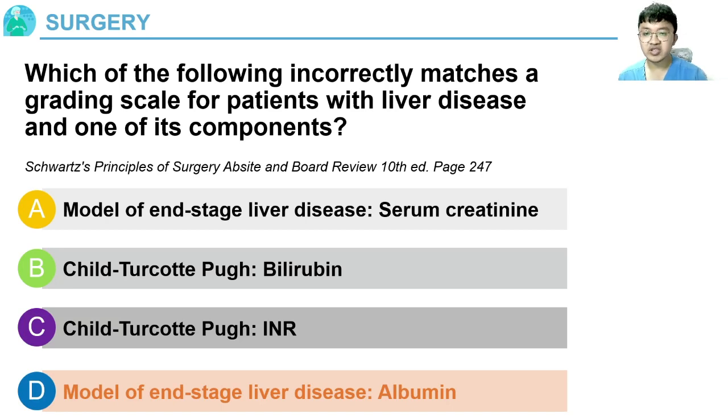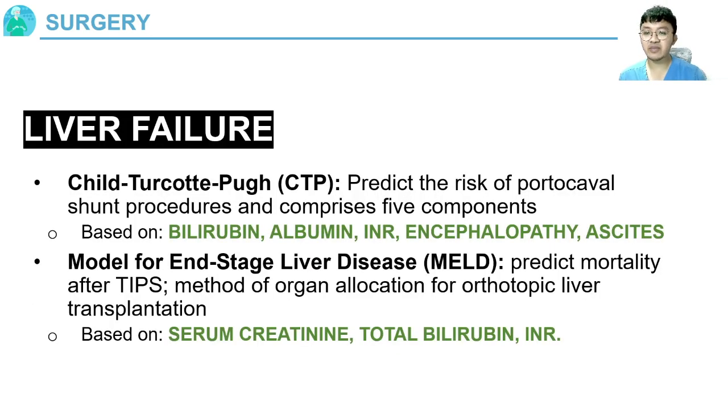Right. For Child-Pugh, you have 5 parameters. You have bilirubin, albumin, INR, encephalopathy, and ascites. Your bilirubin, albumin, INR, or BAI, are your laboratory parameters for CTP. Your encephalopathy and ascites are your clinical parameters.